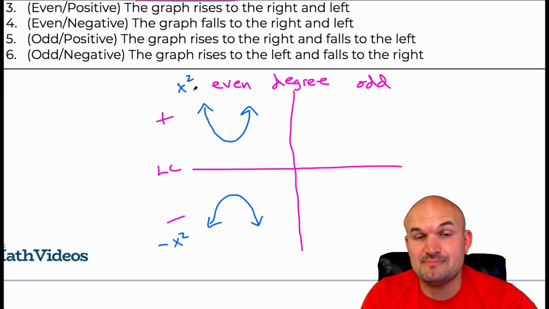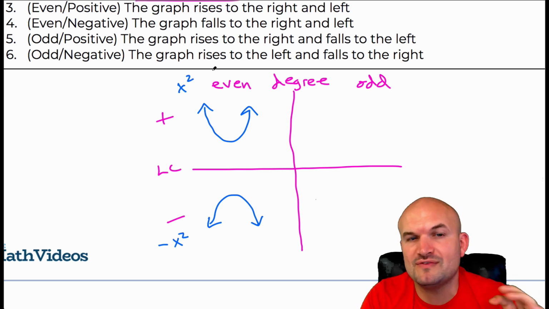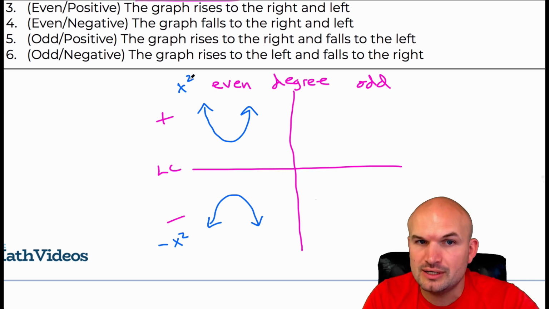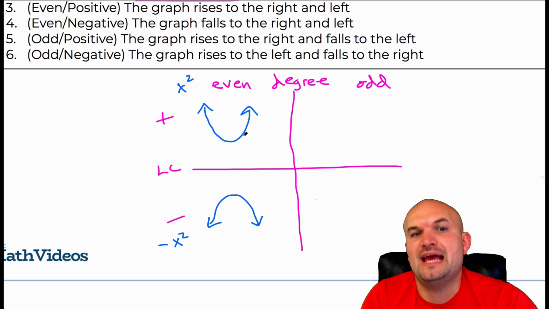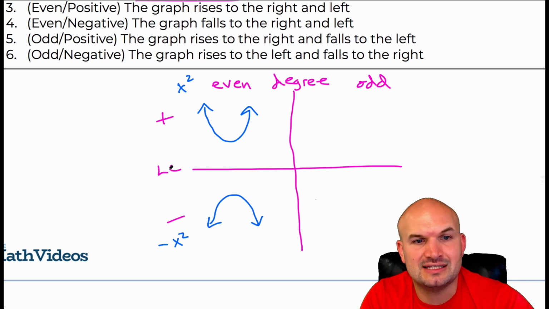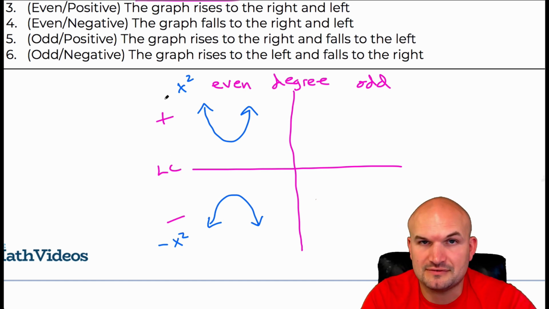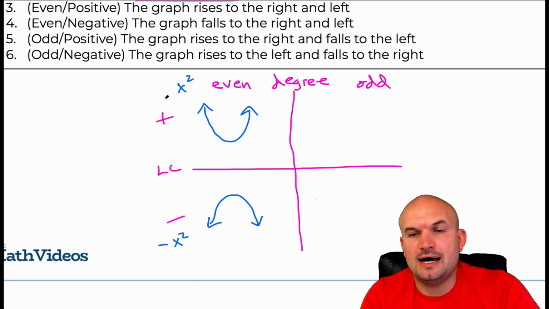And again, this doesn't matter if it's x to the 4th, x to the 6th, x to the 8th, x to the 12th. Anytime you have an even power, your polynomial is going to take the same end behavior as x squared. It's going to either rise to the left and right or fall to the left and right, and that is dependent on the leading coefficient being positive or negative. Now let's switch over to the odd powers.